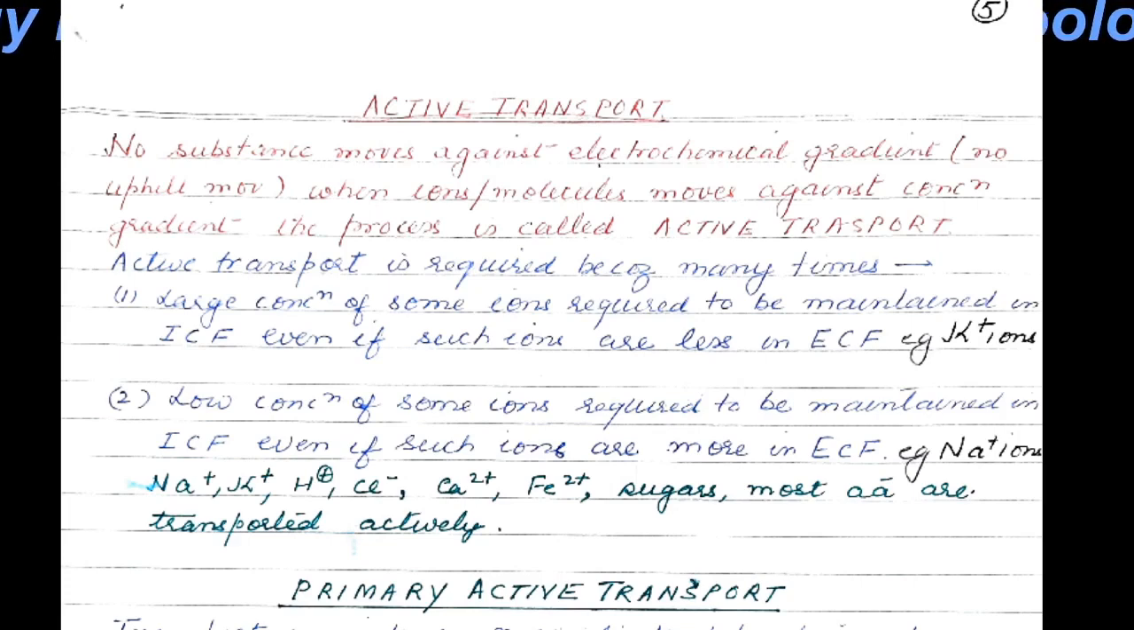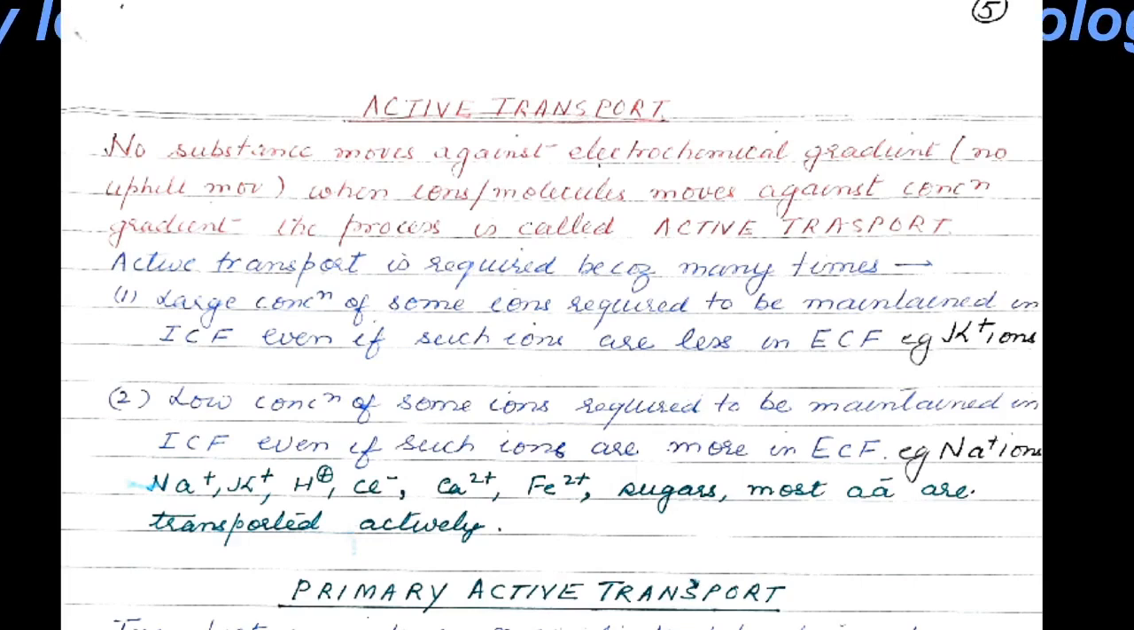Active transport is required because many times in our body we require a large concentration of some ions, even if such ions are less in extracellular fluid. This is true for potassium ions. A low concentration of some ions is required to be maintained in ICF even if such ions are more in extracellular fluid, and this is true for sodium ions.